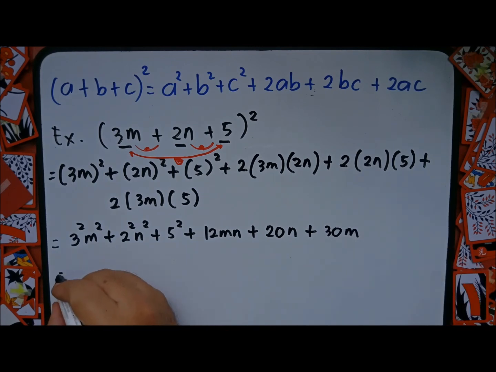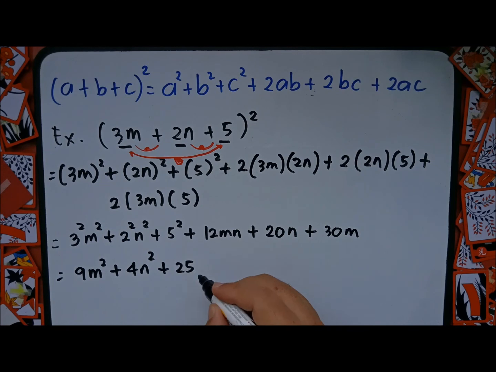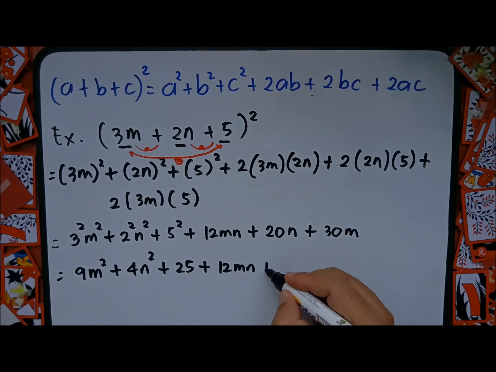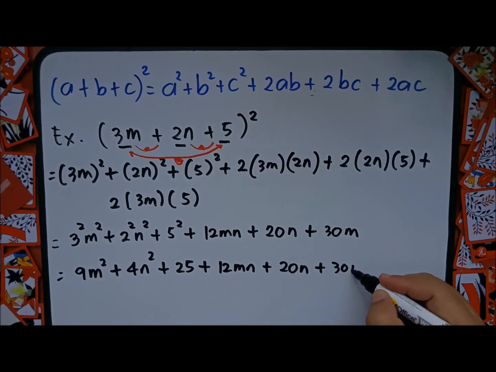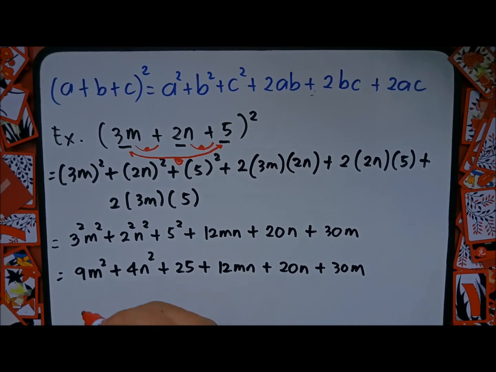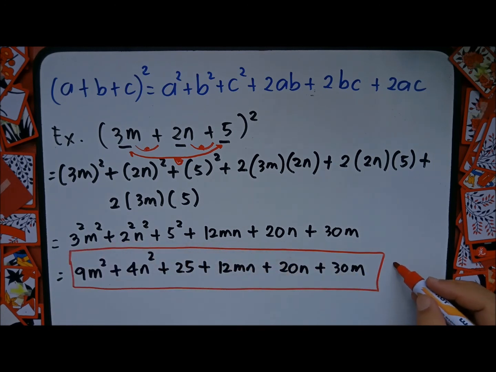Now, simplify. 3 squared is 3 times 3. This will become 9 m squared. 2 squared is equal to 2 times 2, 4 n squared. Plus 5 times 5, 25. Plus 12 mn. Plus 20 n. Plus 30 m. So this will be your final answer.